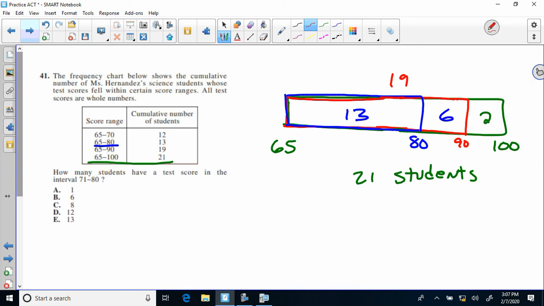And then if I did my last one, which is 65 to 70, so the black one, 65 to 70 is right here. This is 70, the black one. It said there were 12 right here. Well, if there's 12 in the black and there were 13 in the blue, that means there's only 1 right here. So the question was, how many students have a test score in the interval 71 to 80? Between my 70 and 80 is 1 person.